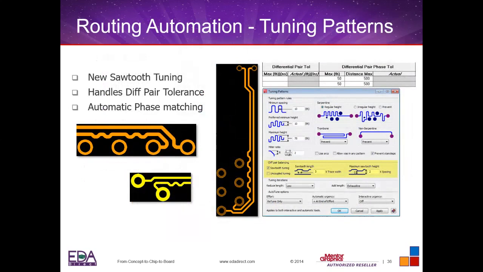Sawtoothing. We do have the ability to do sawtoothing for differential pairs or match length lines, automatic phase matching. You can control the accordions or the tromboning that you want to do, as well as the sawtoothing. So you've got all the capabilities to be able to control how you want the minimum spacing and the maximum height on those, as well as what has been added now is the sawtoothing. So becoming quite powerful when you want your differential pairs to match, and yet one of the differential pairs doesn't have any accordions, and you want to make sure that you're matching that same line. So you've got a lot of capability in the tuning patterns menus.